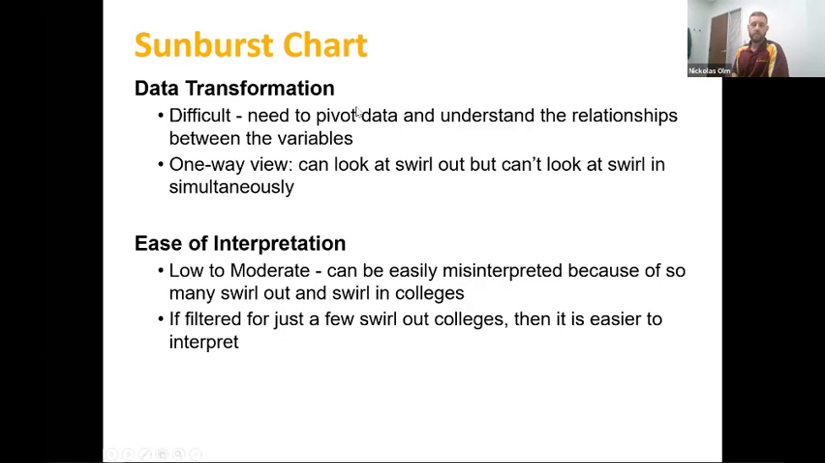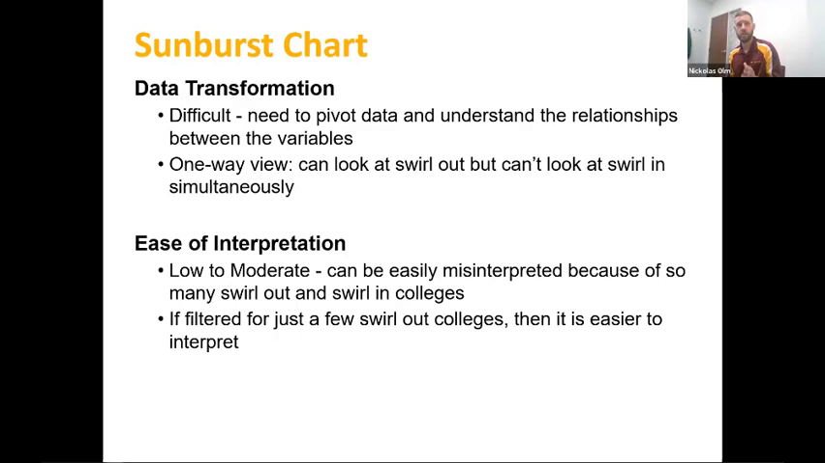As Jason mentioned, the charts I used are a little more cumbersome, a little more difficult to build, but they do have some great value. The first chart I made was a sunburst chart. The data transformation required for a sunburst chart is a little more difficult. You do have to pivot the data. You have to know the relationships between the variables in order to eventually create calculated fields, which are part of building this chart in Tableau.